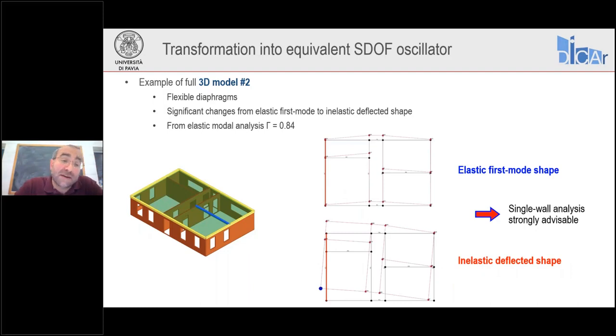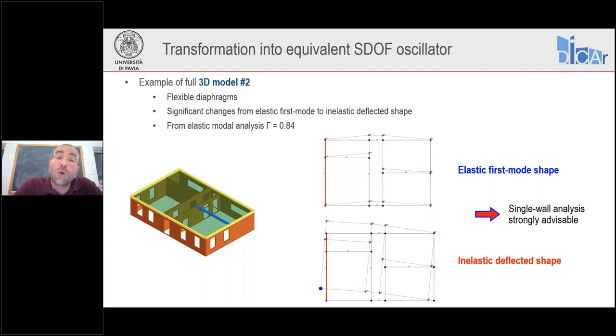Now let's consider this other example. In this case, diaphragms are quite flexible, so they don't couple really well the response of parallel walls. And in this case, we can see that the elastic first mode shape is completely different from the inelastic one.